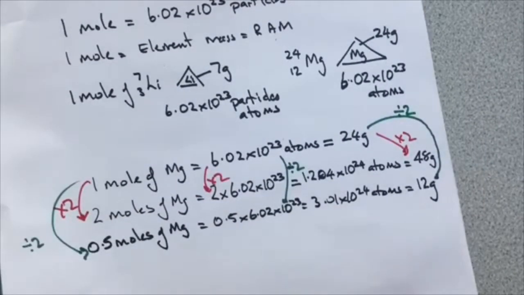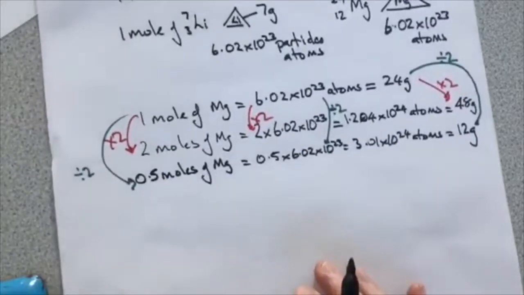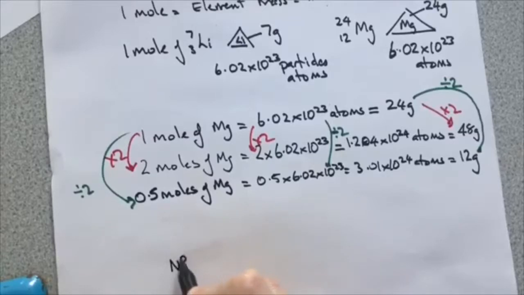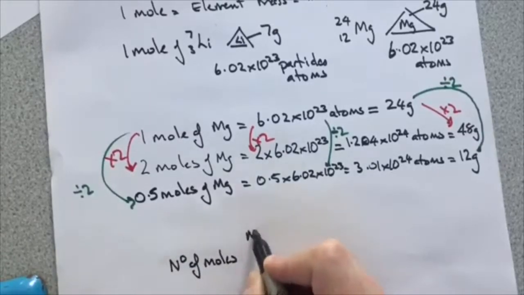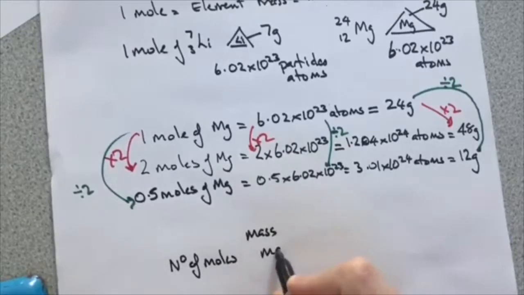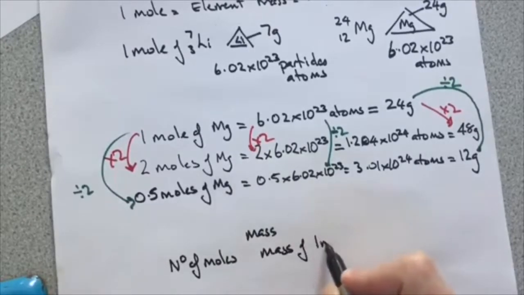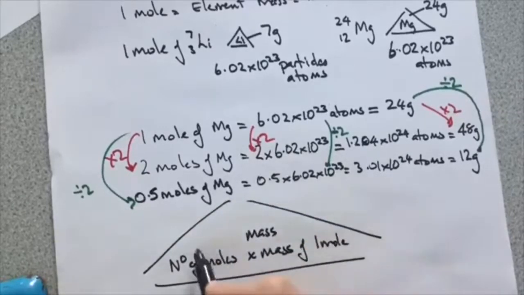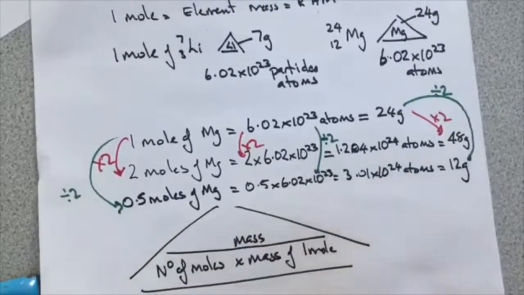This is all related by a very, very important triangle in chemistry, and the triangle is this. The triangle says that the number of moles, mass of 1 mole. So there is my triangle. So where do you use this triangle?